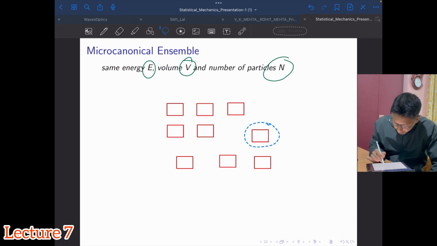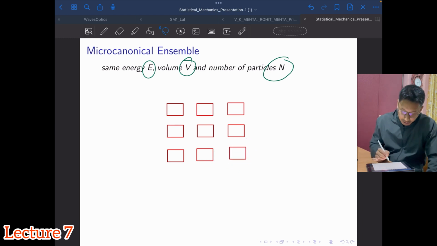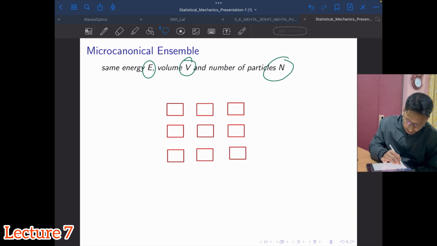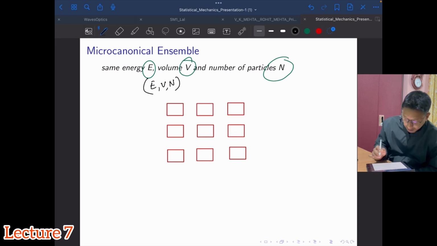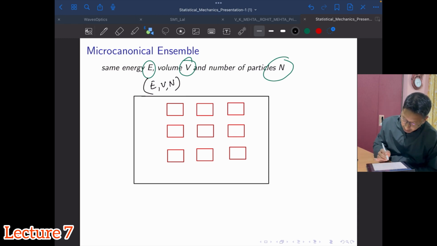Okay, so each of these boxes you are seeing represents one system. All the systems we are seeing here have the same energy. Macroscopically, each of them can be represented, and I can think of all of them as placed in some surrounding.